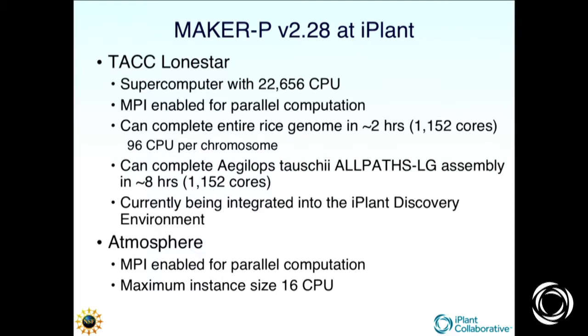I've also tested it with various other assemblies. Rice is an example of a very nice assembly. It's very mature, with 12 pseudomolecules. Most annotation projects going forward are not going to have that level of completeness in their assembly. Instead, they're going to have thousands or tens of thousands of contigs coming out of an all paths assembly or some other type of assembly.